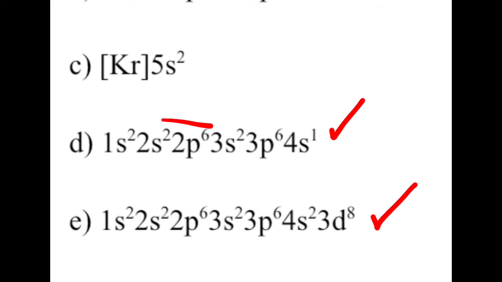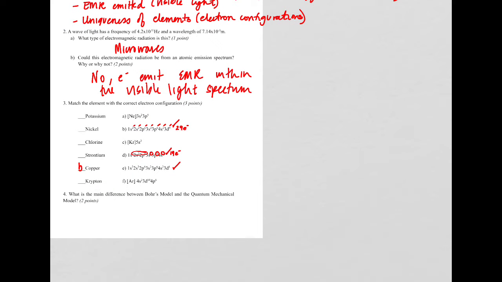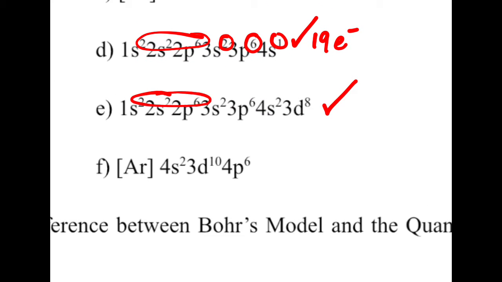This has 10 plus 3 is 13 plus 6. This one has 19 electrons. If you look at the periodic table, the element with an atomic number of 19 is potassium. So potassium is D. And finally, with this one, we have 10, 20, 28. 28 electrons. And looking at the periodic table, we see that that one is nickel.